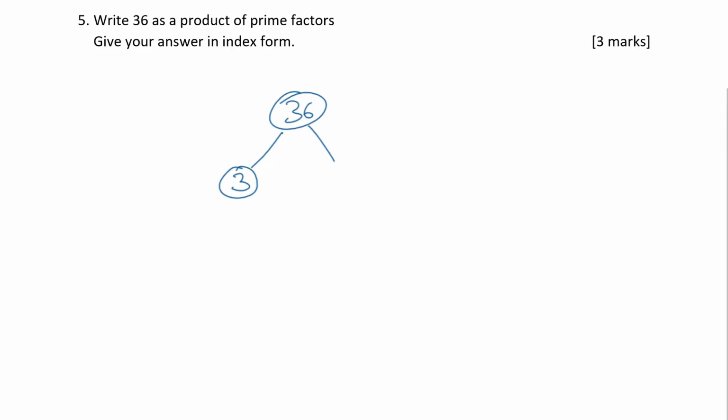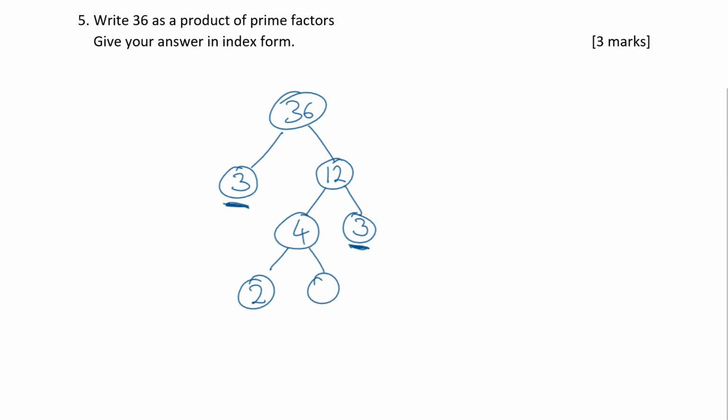So 3 goes there, 12 goes there. 3 times 12 is 36. Now 3 is prime, so we can stop on 3. But 12 is not prime. I can think of two other numbers that multiply together to give me 12. Let's choose 4 and 3. Again, 3 is prime, so that's a stopping number. But 4 isn't. I can break that down into 2 and 2, which are both primes.